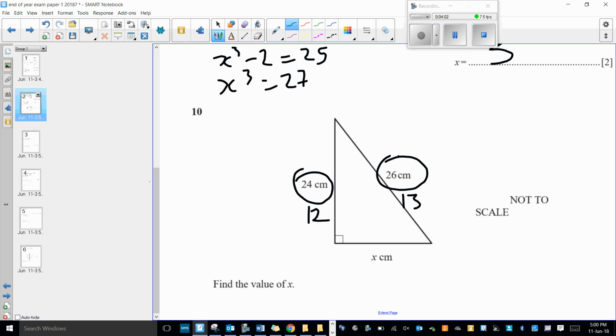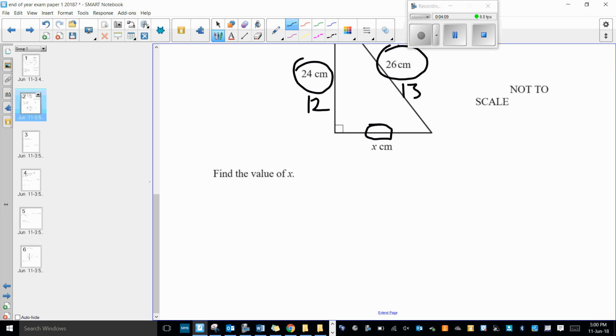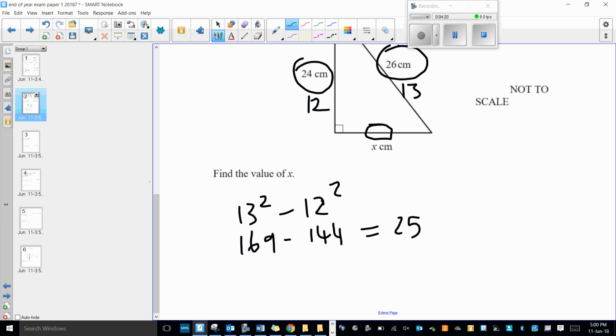So if I establish what this value is here using these smaller numbers, I can then just double it to find the bigger one. So 13 squared subtract 12 squared. 13 squared is 169, subtract 144 is 25. Square root of 25 is 10. What do I mean? It's 5. So if this value here was 5 when it was 12 and 13, then when it was 24 and 26, the value must be 10 centimeters. Done.